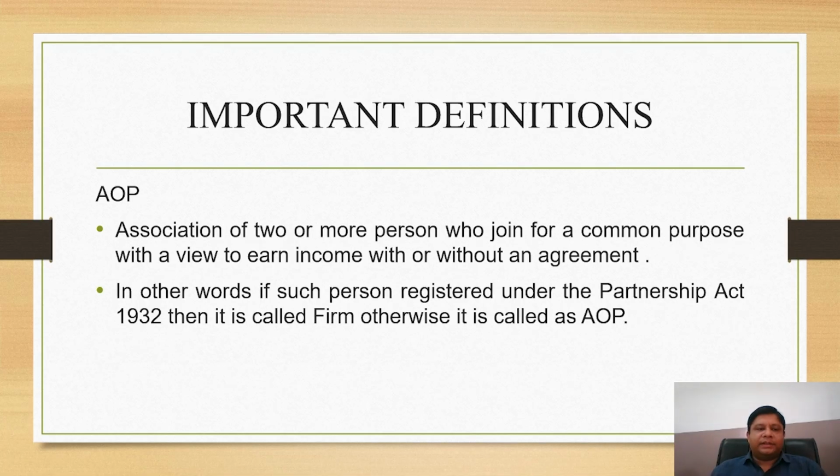Next, AOP, that is Association of Persons. An association or group of two or more persons who join for a common purpose with a view to earn income, with or without an agreement. In other words, if such persons are registered under the Partnership Act 1932, then it is called a firm, otherwise it is called an AOP, meaning Association of Persons.